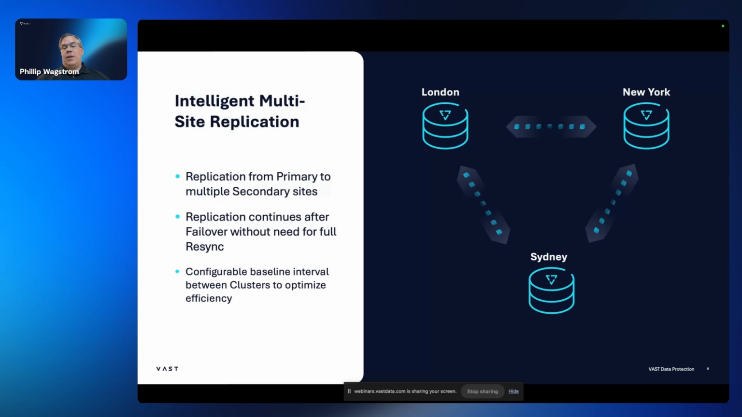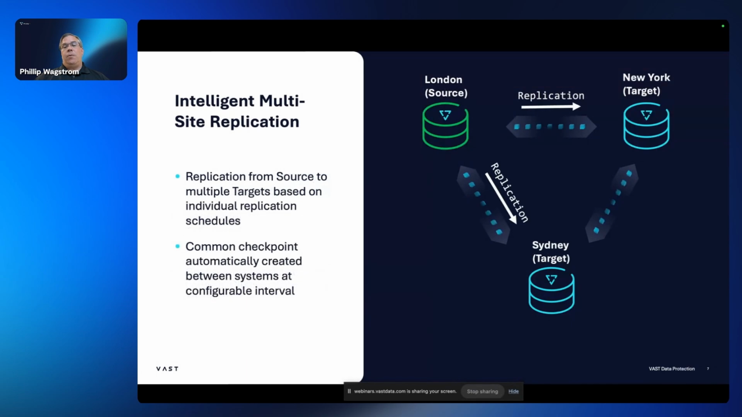So in this case, we've got 3 different locations. We've got London up here on the left. We've got New York on the right. We've got Sydney as well. And these sites are going to be replicating between each other. London is going to be our source site, and that's going to have a replication job that's replicating to New York as one target. It's also going to replicate to Sydney.